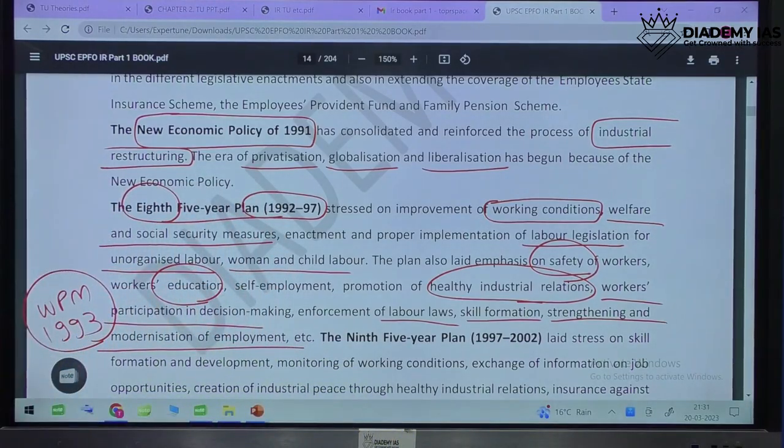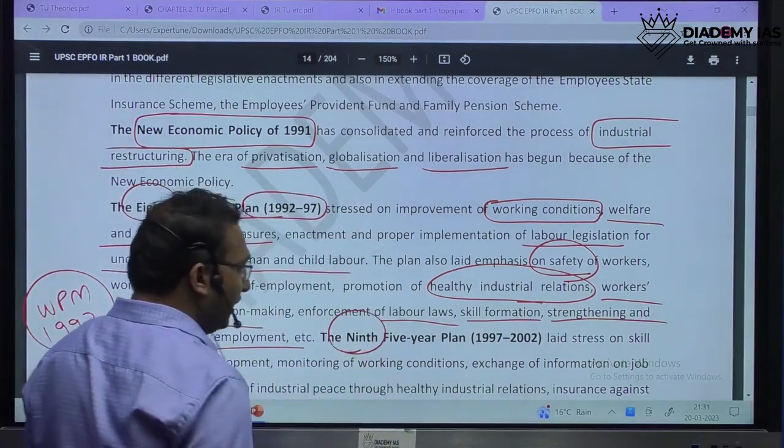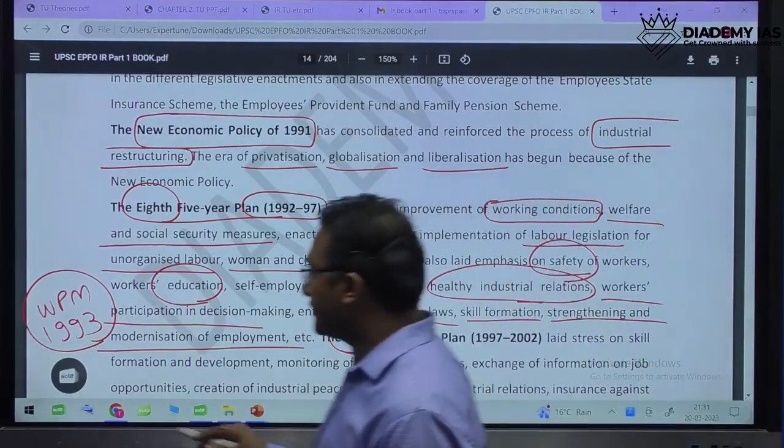Very high focus was there on the workers' concerns, improving the working condition, providing the social security, and then focus on the unorganized worker, women and child labor, safety, education, healthy IR, labor laws, skill formation, and modernization of the employment. Then came the 9th 5-year plan. In the 9th 5-year plan, let us see what was the focus.